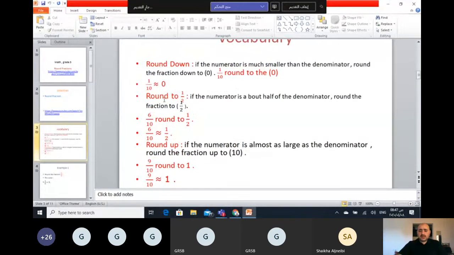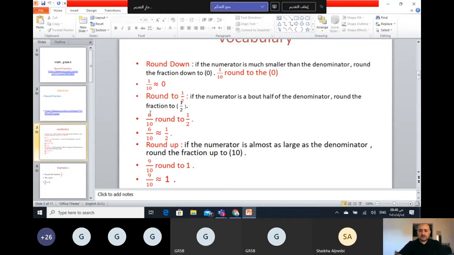The second case, round to the half. If the numerator is about half of the denominator, round the fraction to the half. For example, we have 6 over 10. Half of 10 is 5, and the numerator here is 6. 6 is very close to 5.